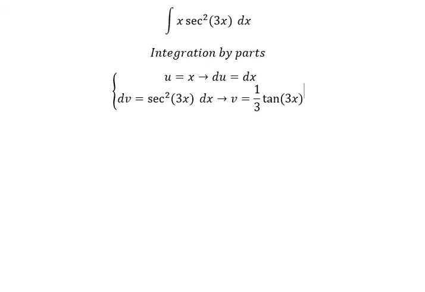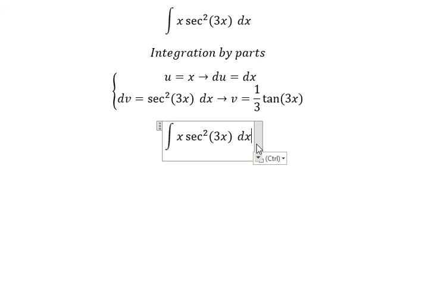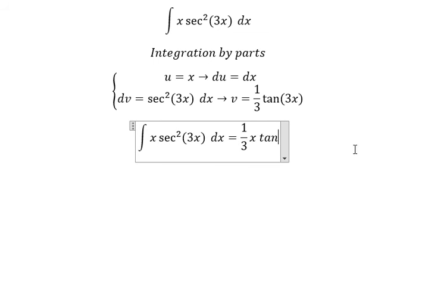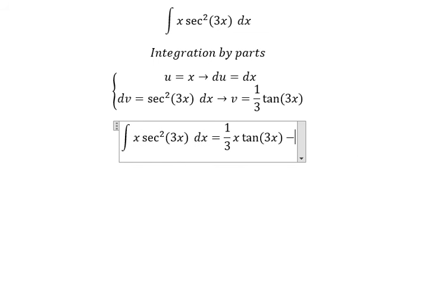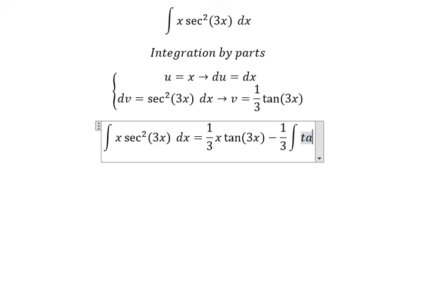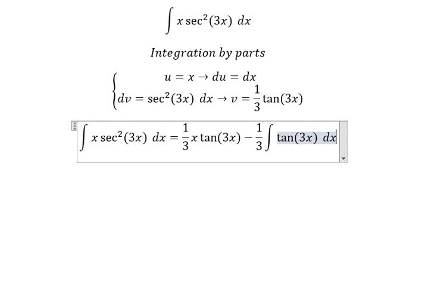Now we have u multiplied by v, so we have 1 over 3 s tan 3s minus the integral of v du, so we have 1 over 3, and we have the integration of tan 3s ds.